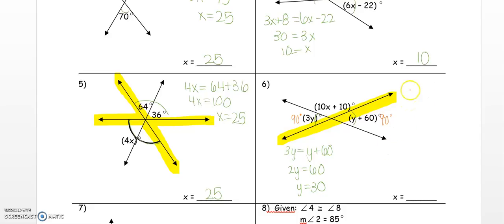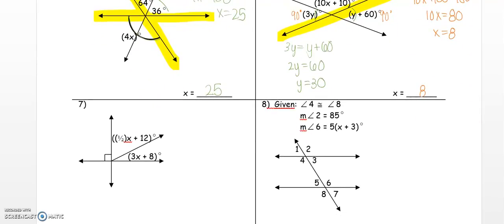So our other equation that we can set up is 10x plus 10 plus, in this case, this measure is 90, is equal to 180. And then we continue to solve. And we get x is equal to 8. There are multiple ways that you can go about solving this, but the best, or more efficient way, is to set those vertical angles equal to each other and then continue on.